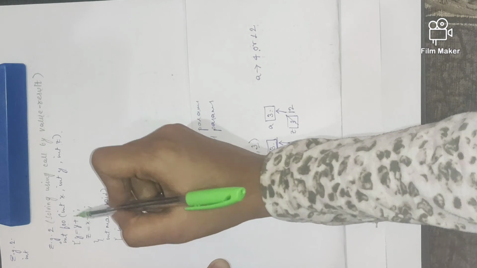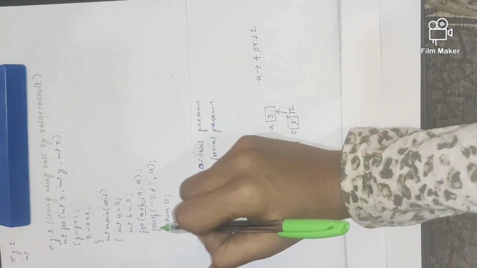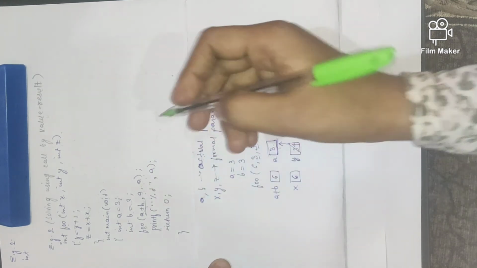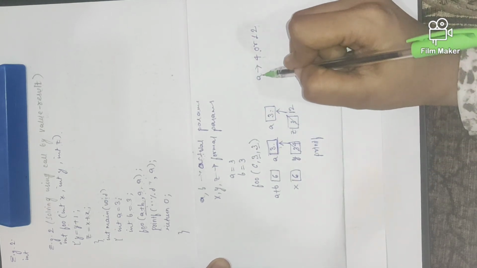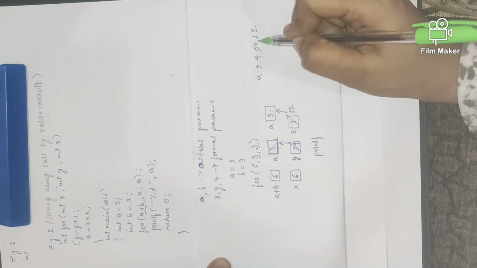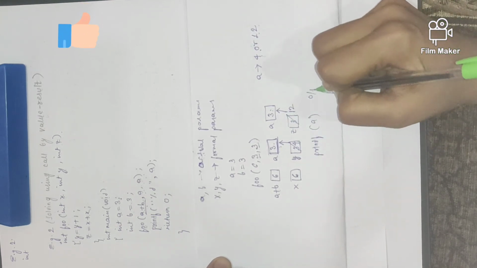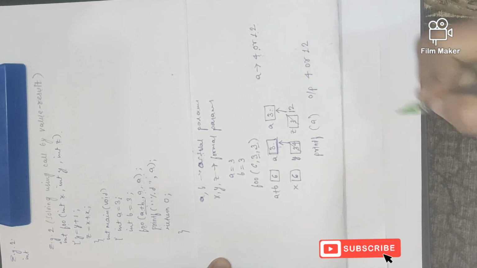After this function has been called, the print statement will work. So printf of a, here a may be 4, maybe 12. Printf a, the output may be 4 or 12. Thank you.